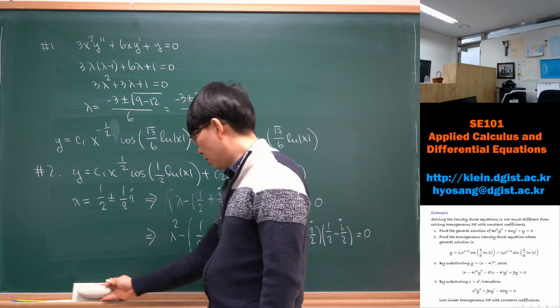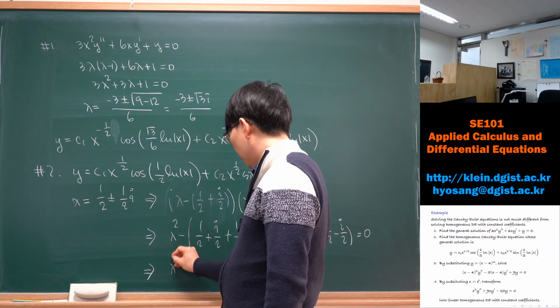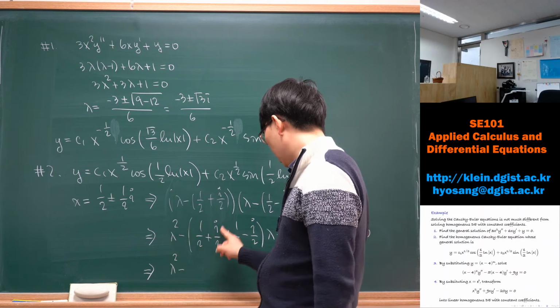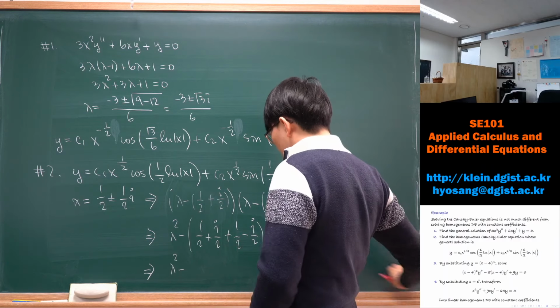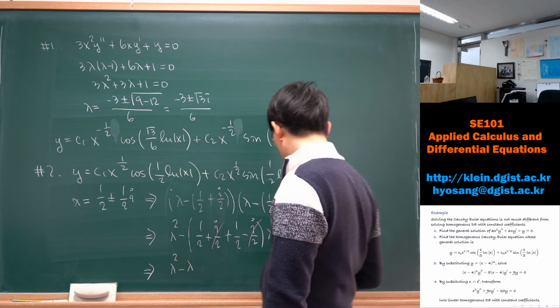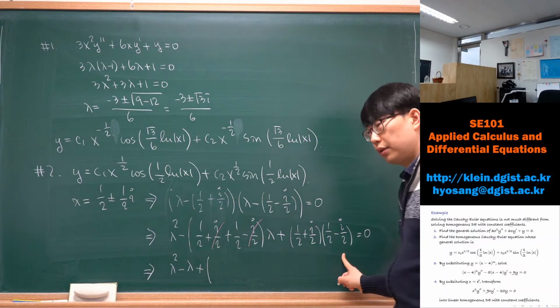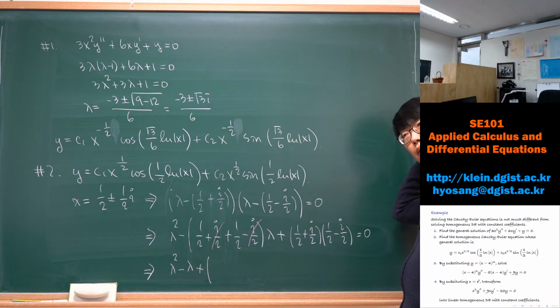If I expand this, then this is lambda squared minus lambda, so the i terms cancel out and this becomes minus lambda. And here we have the multiple of complex numbers. Did you learn the multiple of complex numbers in high school?